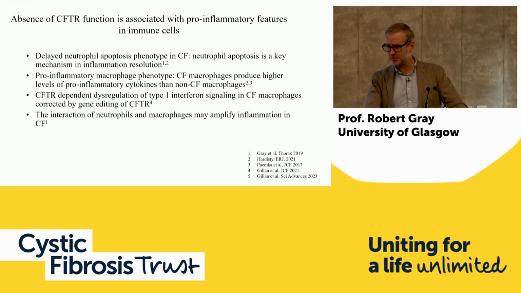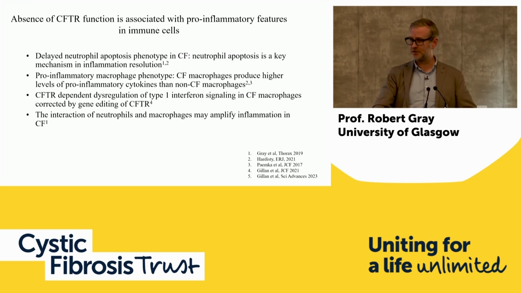So anyway, we've shown that the neutrophil apoptosis phenotype in CF is different. So CF neutrophils have delayed apoptosis, and neutrophil apoptosis is normally a mechanism of inflammation resolution. We've also shown a pro-inflammatory macrophage phenotype in CF, so CF macrophages produce higher levels of pro-inflammatory cytokines. And we've also shown that there are CFTR-dependent dysregulation of certain pathways, such as interferon signaling, and we can correct that by editing CFTR. So suggesting that there are distinct problems with CF immune cells that are related to having a deficiency of CFTR function.